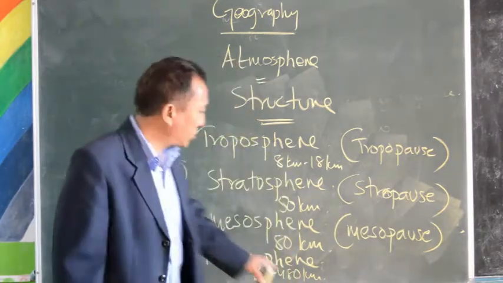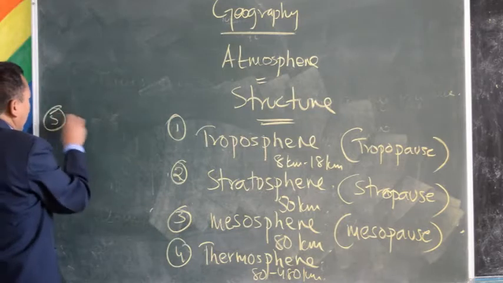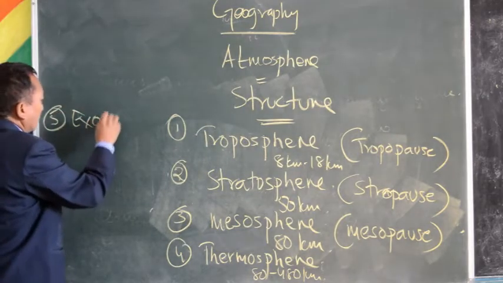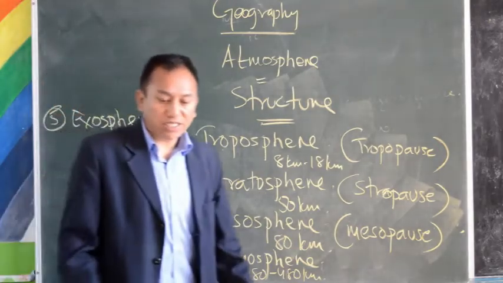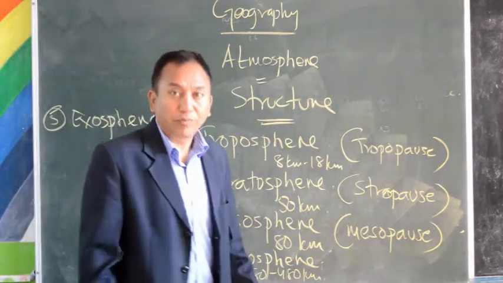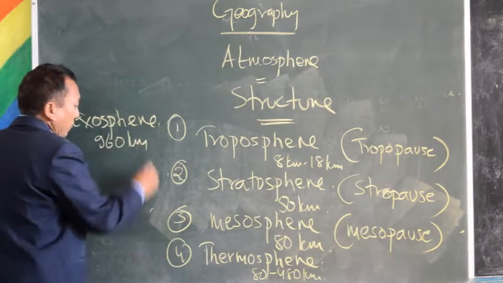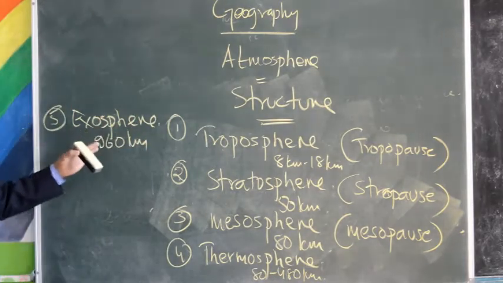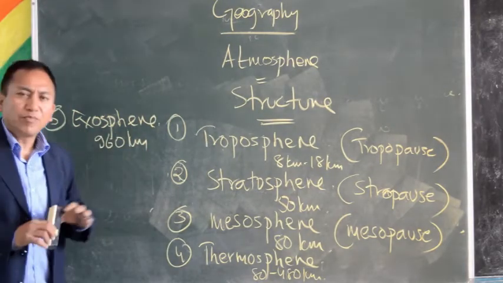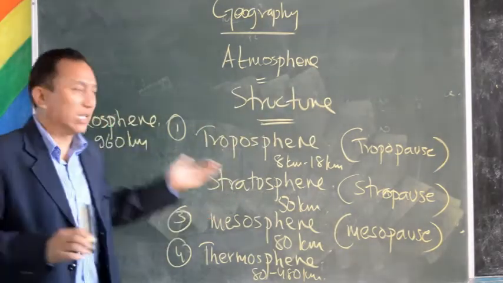Then above the thermosphere we have the last layer, number 5. What is that called? Exosphere. That is the last layer, the exosphere. It extends almost around 960 kilometers. From the thermosphere, if you go 960 kilometers, we have the last layer, the exosphere. And from the exosphere, if you go further up into space, there is no air at all. This is the last layer.